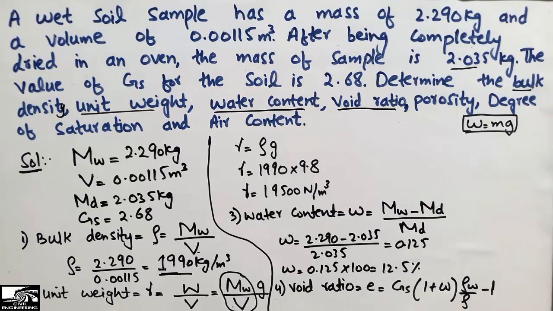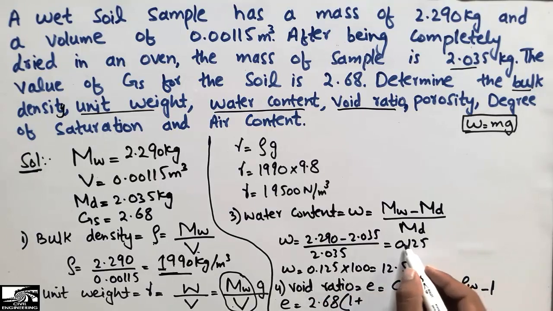So all the values are known to us, and we will simply put the values in and get our unknown parameter, the void ratio. So the void ratio can be found out. Gs is known to us, which is 2.68 here. It cannot be seen here in the video, so I will write here: e is equal to Gs. Gs is 2.68 here, right? And 1 plus w, w is 0.125. You can see here 0.125 is the water content, right?